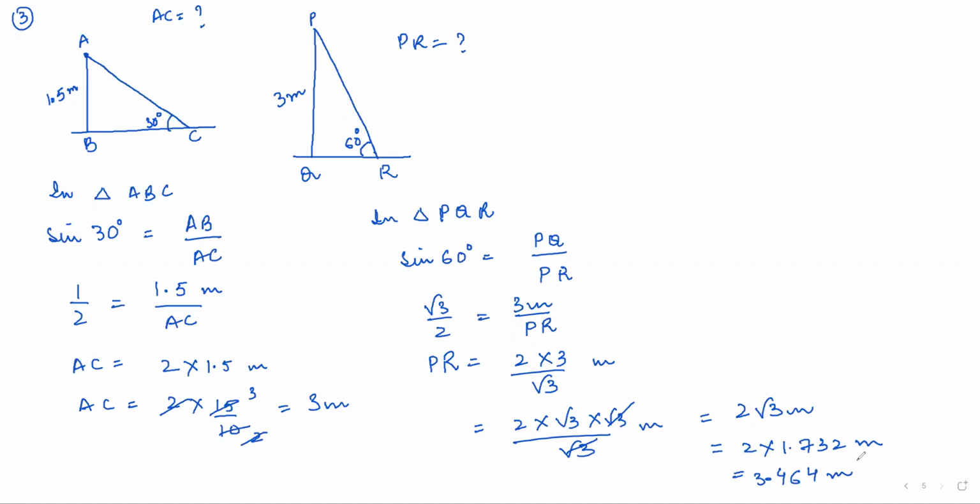Done, ma'am. Okay. If the value of under root 3 is not given in the question, you can leave the answer like here also, 2 root 3 meters. Okay. Yes, ma'am. Fourth question.